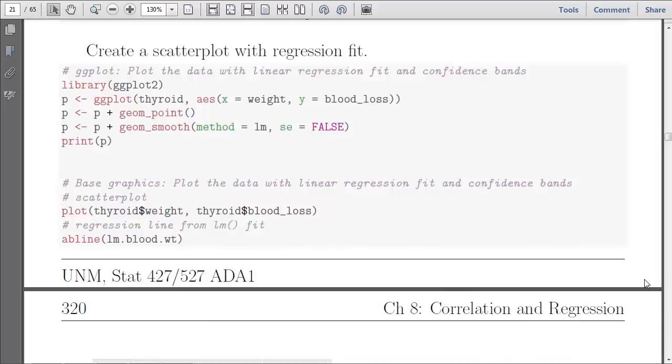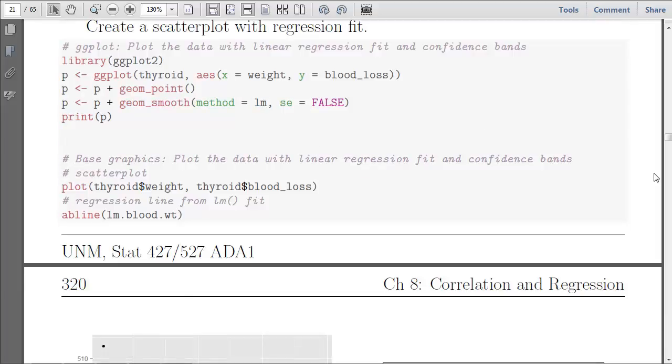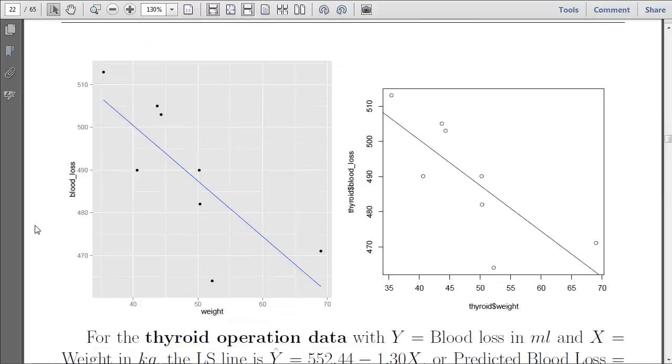Let's look at a plot of our data with a regression line. We've seen this code before. This is using ggplot to map weight and blood loss to x and y. I'm going to plot the points, and then I'm going to use geom_smooth to plot a straight linear model regression line. And I'm also showing you, using the base graphics of R, how to plot and put the regression line on top. So here are those two plots side by side.